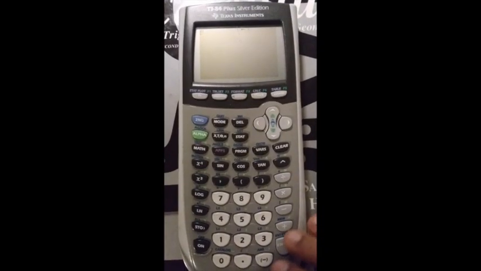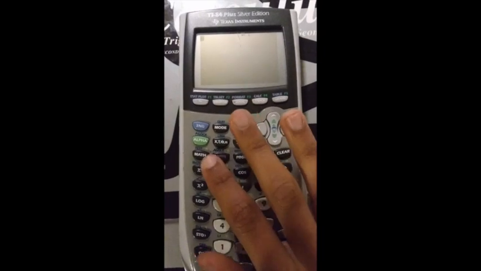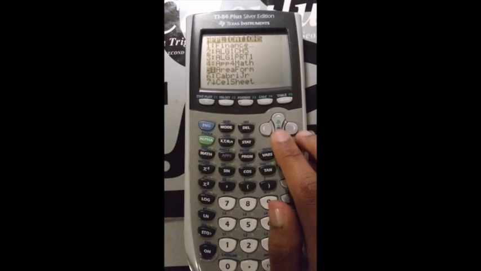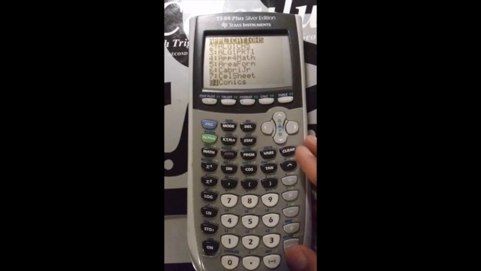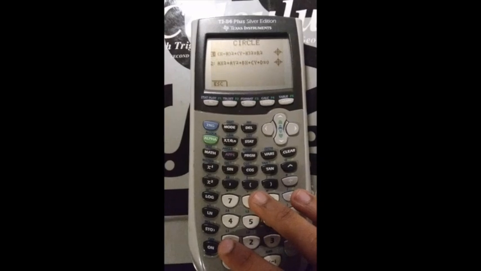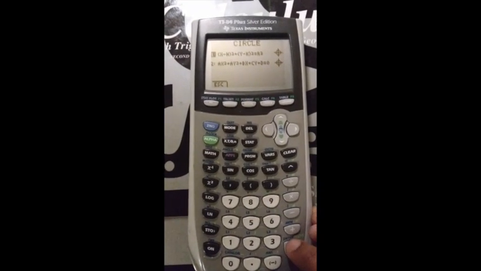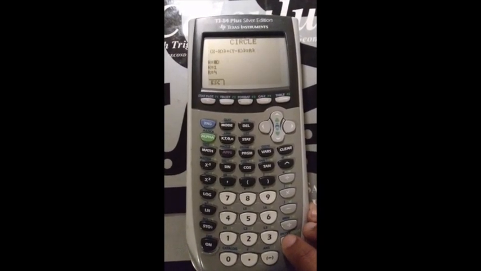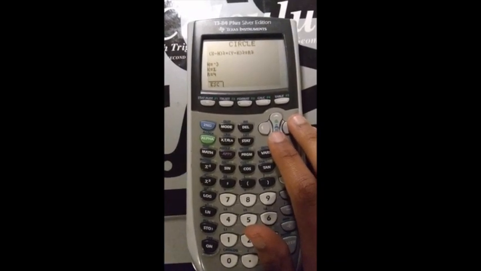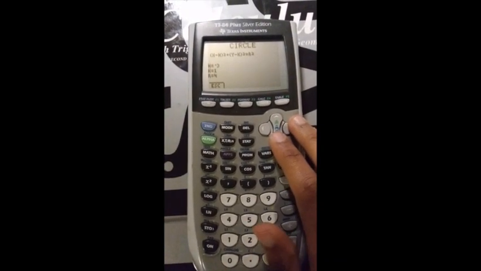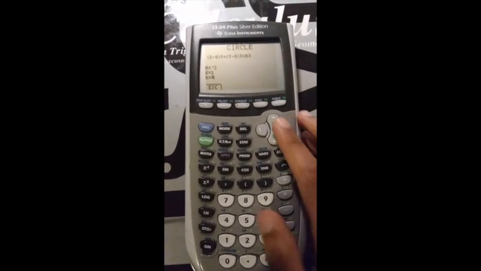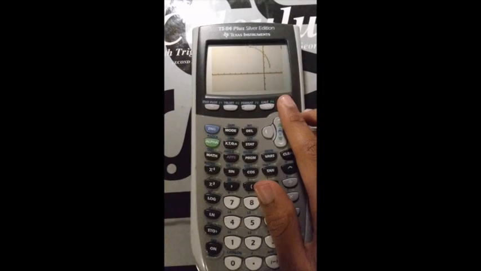Here's how you would graph the equation on a calculator. First, go to apps. Go down to number 8. This is the conic section. Press circle, and then press enter. Now plug in your values, negative 3 for h, 1 for k, and 4 for r. Press graph, and your calculator will graph your circle.